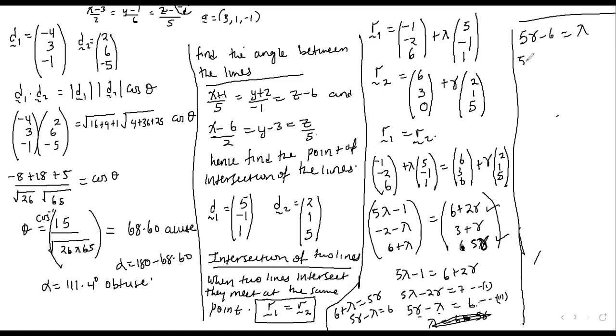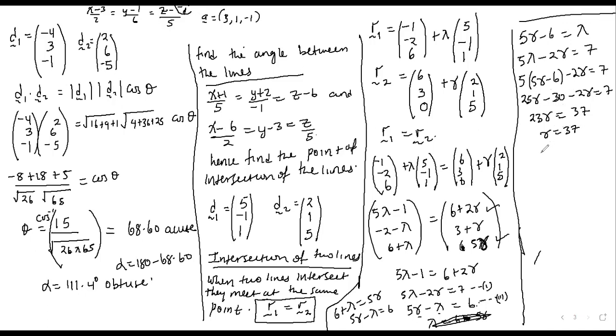So we saw 5 lambda minus 2 gamma is equal to 7. So 5 into (5 gamma minus 6) minus 2 gamma is equal to 7. 25 gamma minus 30 minus 2 gamma is equal to 7. We shall have 23 gamma is equal to 37. Gamma is equal to 37 over 23.